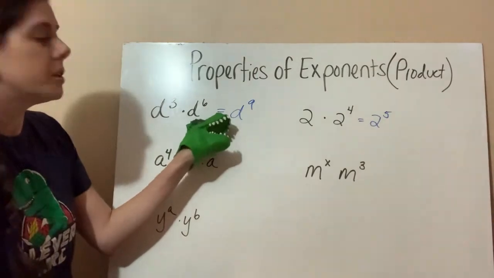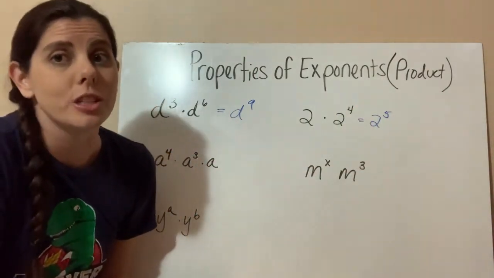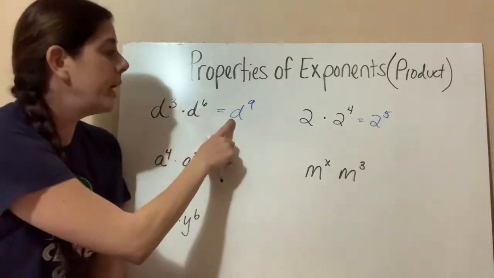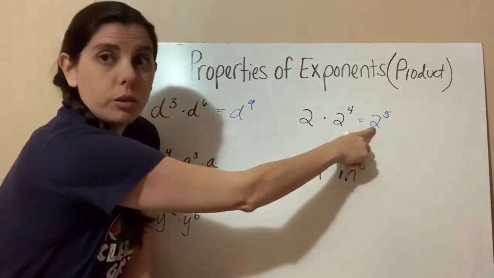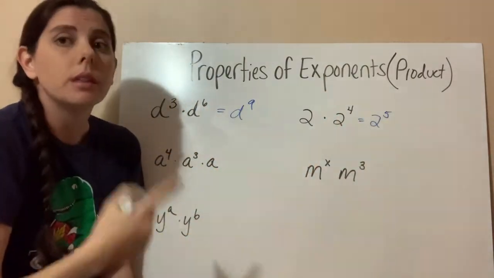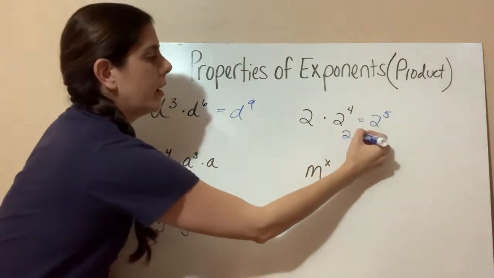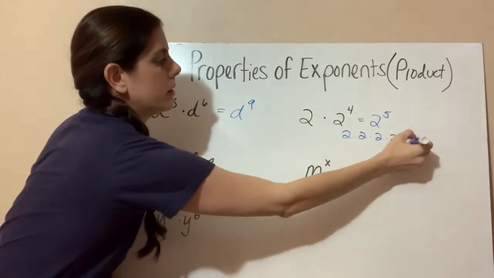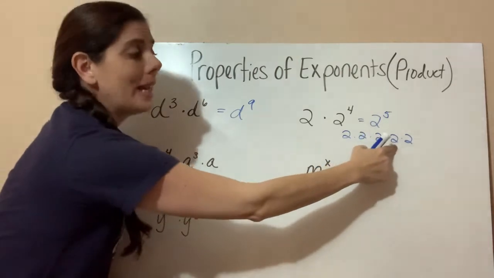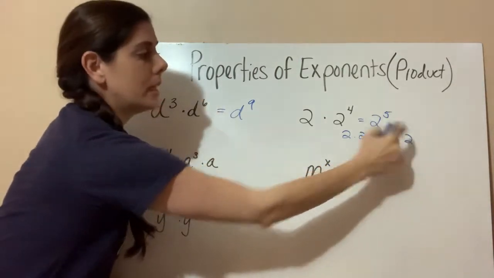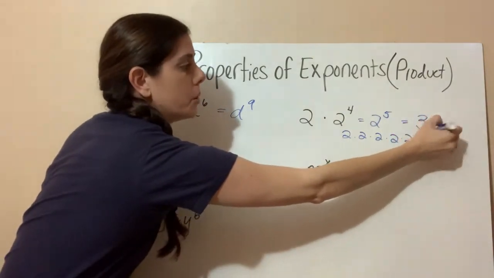Now the difference between d to the ninth and 2 to the fifth is that we can actually solve 2 to the fifth. We don't know what d equals, so we can't solve it. But we know what 2 is. We can do 2 times 2 times 2 times 2 times 2. So if we write that out, 2 times 2 is 4. 4 times 2 is 8. 8 times 2 is 16. 16 times 2 is 32. So 2 to the fifth power equals 32.